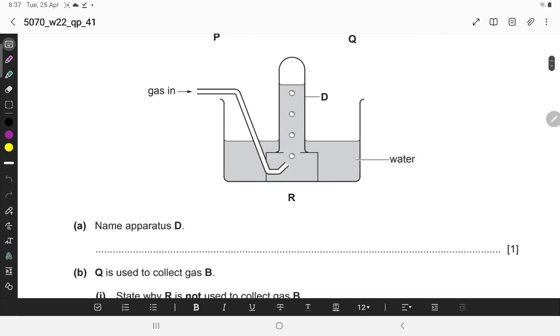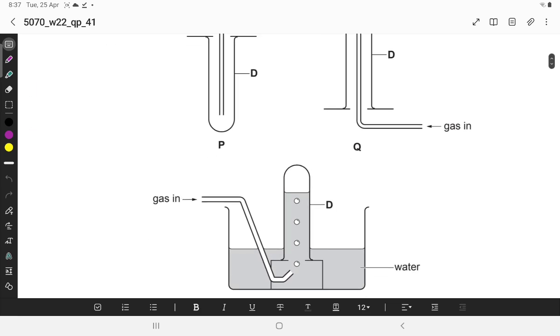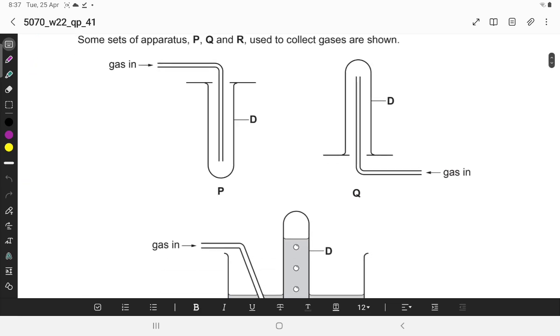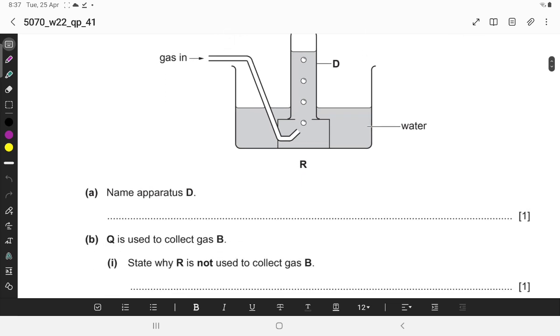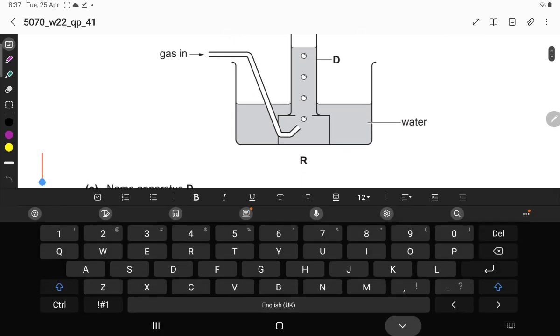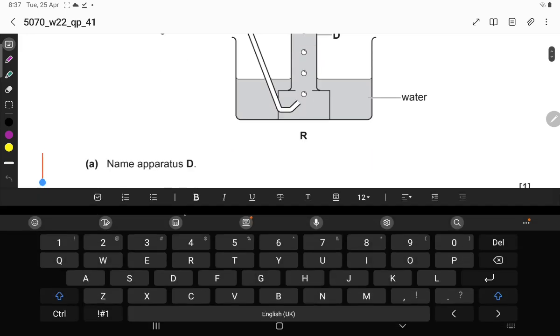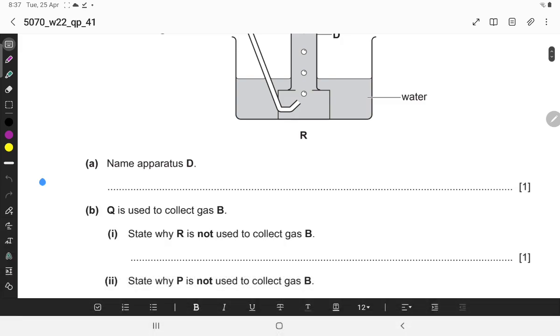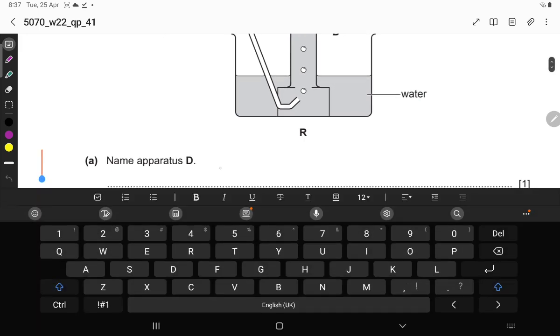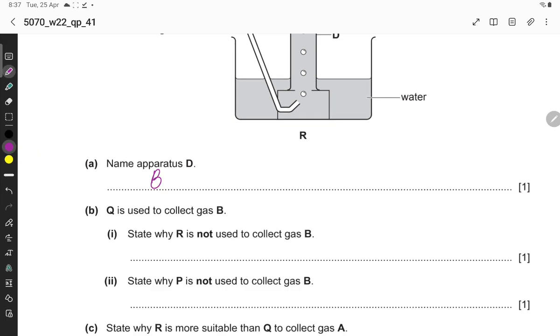So name the apparatus D. The question is, name apparatus D. Where is D? So this is the boiling tube. This D apparatus is a boiling tube.